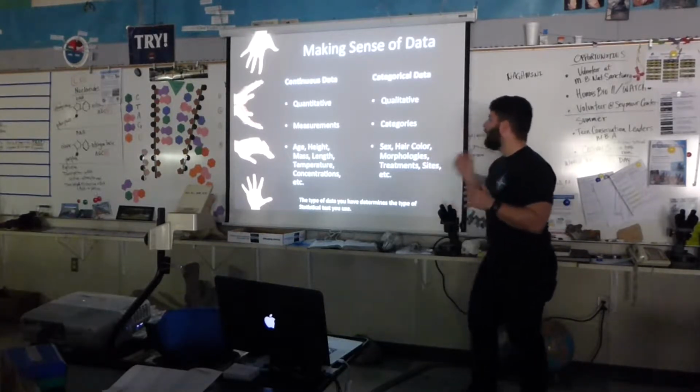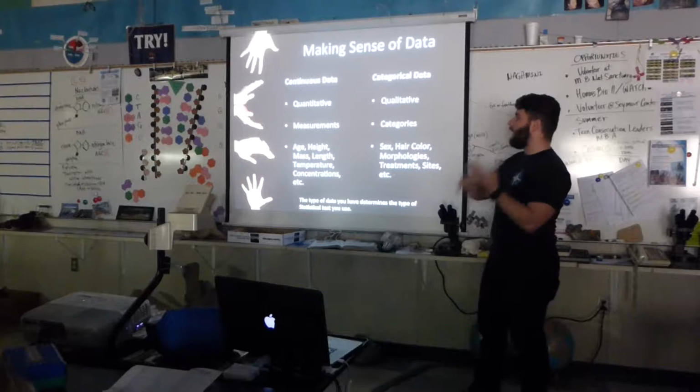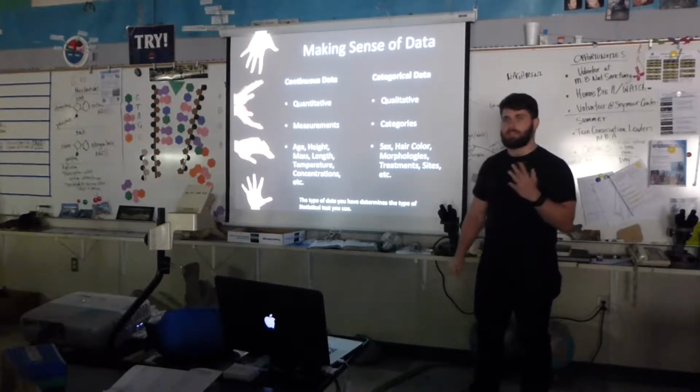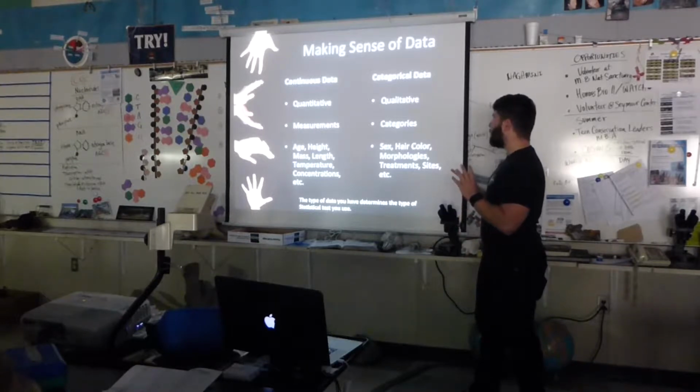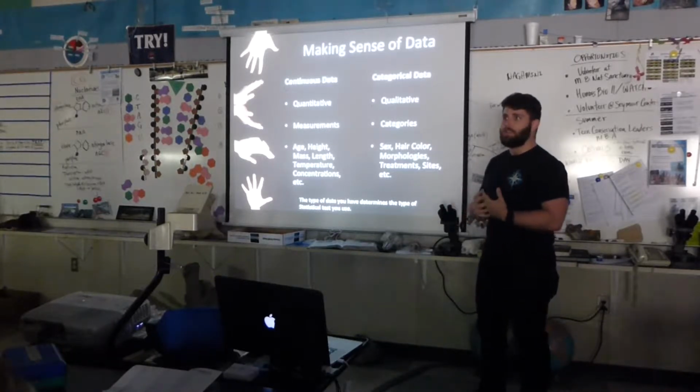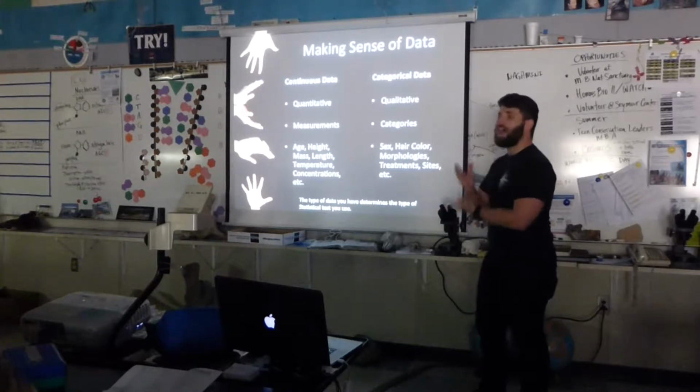There's a lot of terms, okay? Just examples of what continuous data is: age, height, mass, length, temperature, concentrations of anything. And then for categorical, it would be sex, hair color, morphologies, certain treatments that you set up for an experiment, or different sites. Those are things that are unchanged and you can't divide smaller.